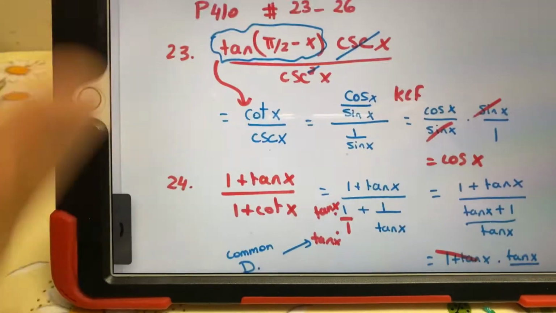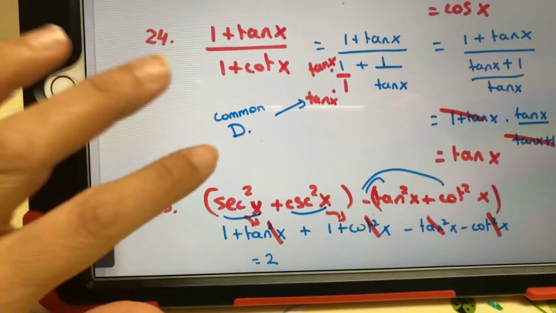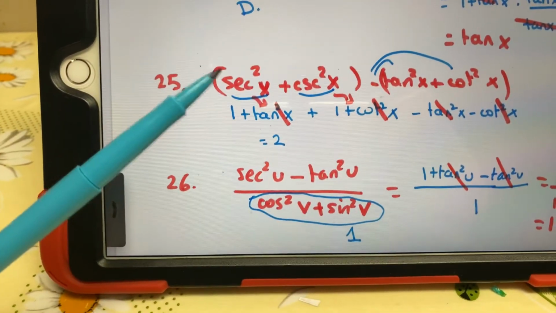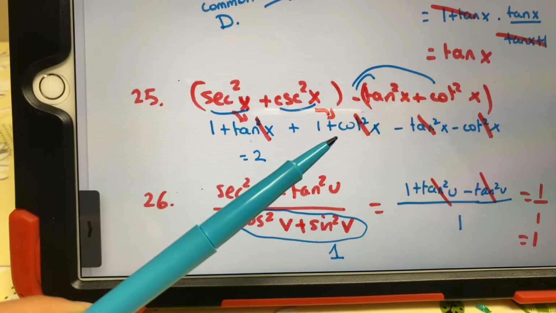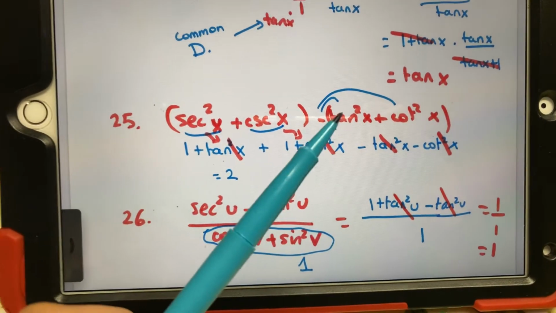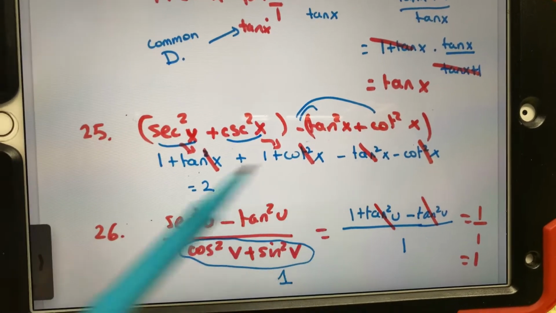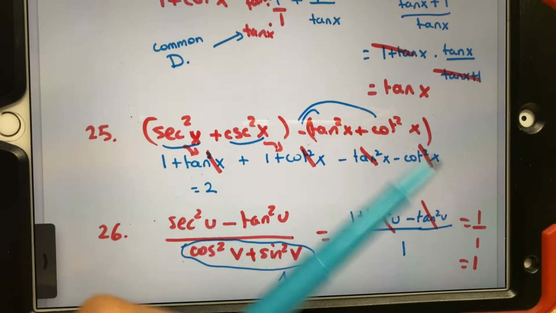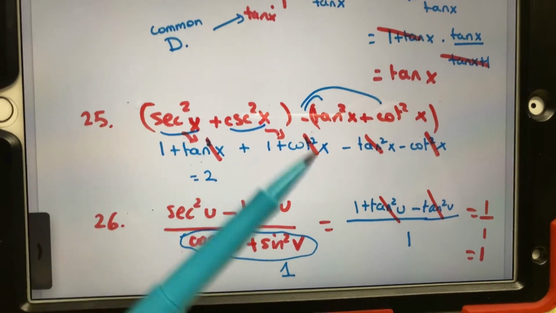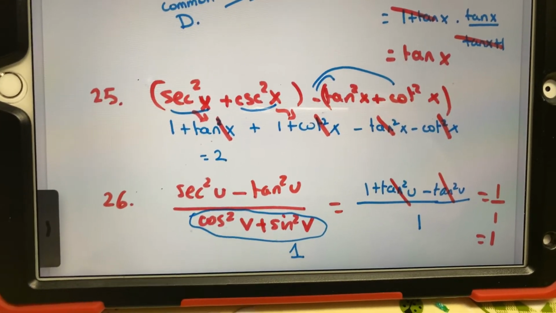So if you look at number 25, secant squared reminded me of 1 plus tan squared. Cosecant squared reminded me of 1 plus cotan squared. And I just distributed the negative. So now tan squared minus tan squared cancel out. Cotan squared minus cotan squared canceled out. 1 plus 1 equals 2.